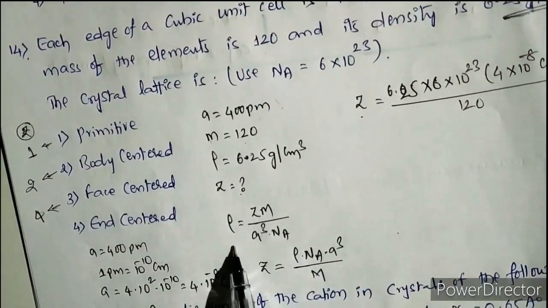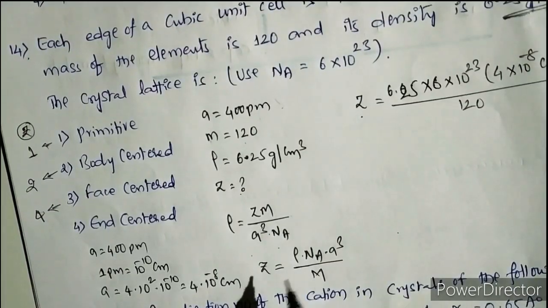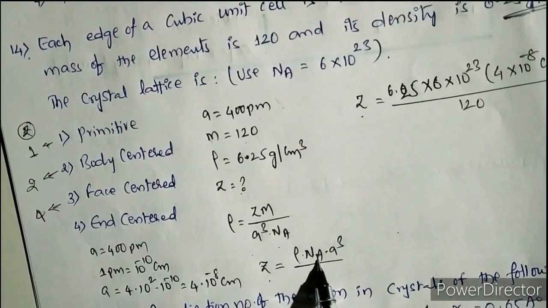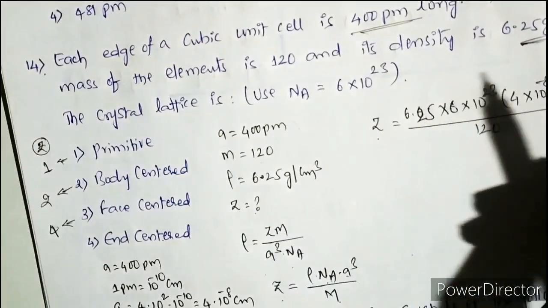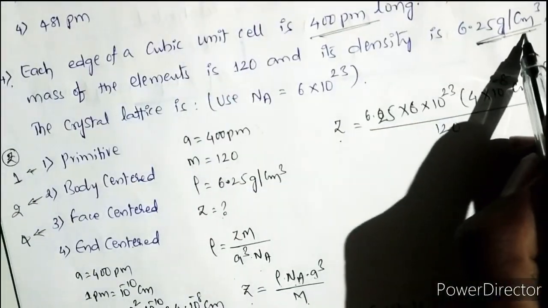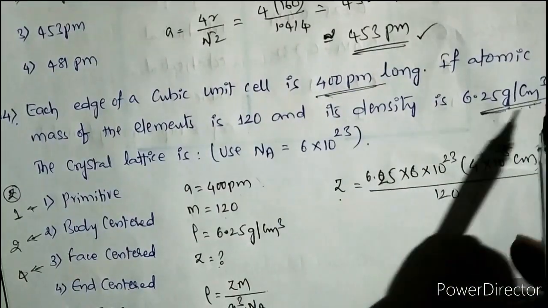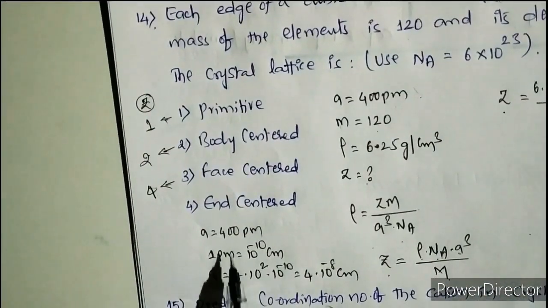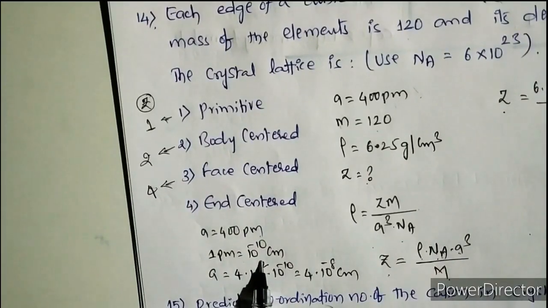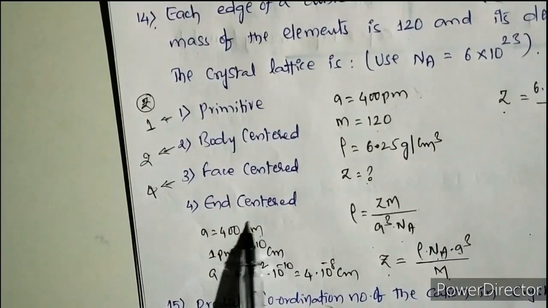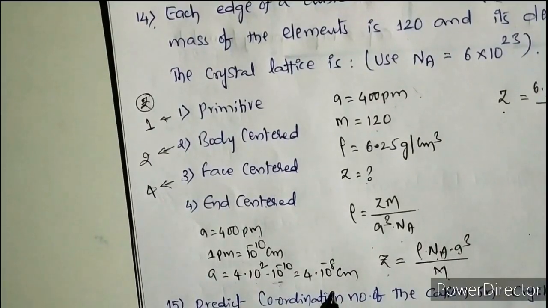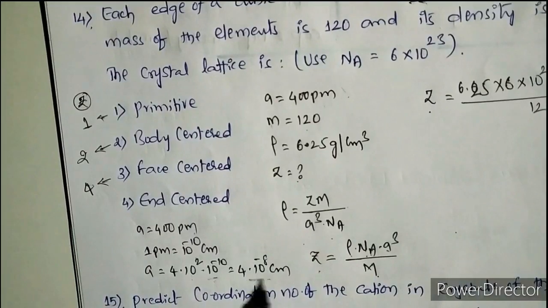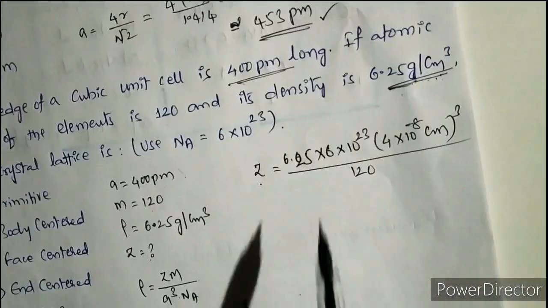I have taken here, now rho is equal to Z M by a cube into Na. Now you have to find Z. Z is equal to rho into Na, Avogadro number, into a cube by M. They have given side length as 400 picometers and density in centimeters, so you have to convert these picometers into centimeters. So a is given here, 400 picometers. 1 picometer is equal to 10 power minus 10 centimeters. So it is 4 into 10 square into 10 power minus 10, converted to 4 into 10 power minus 8 centimeters. Substitute those values in this formula.